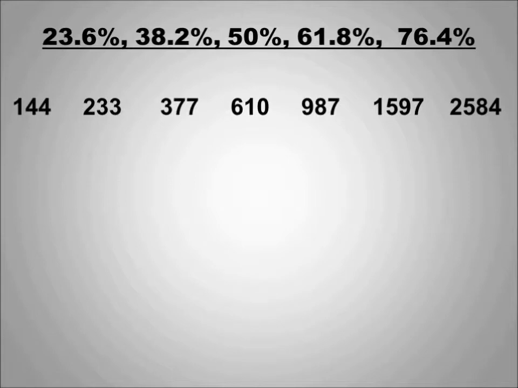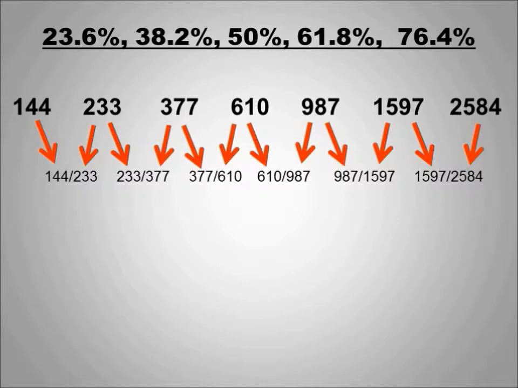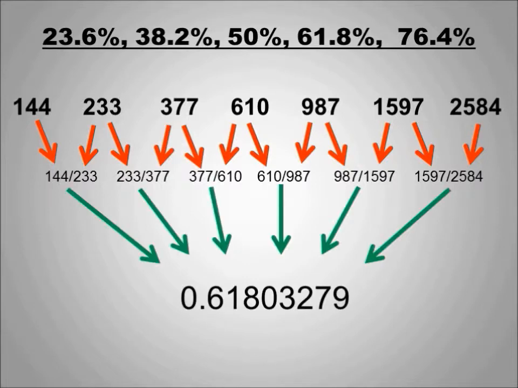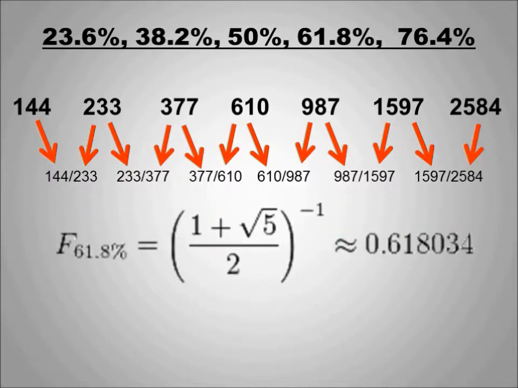Now, what happens when we divide 144 by 233, 233 by 377? What happens when we divide the numbers that are next to each other? The answer is 0.618, so 61.8%. Again, these are all discoveries made by Fibonacci. Now, here's the formula that we use to calculate this.